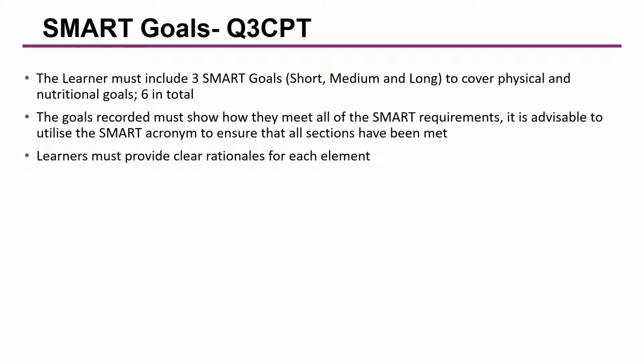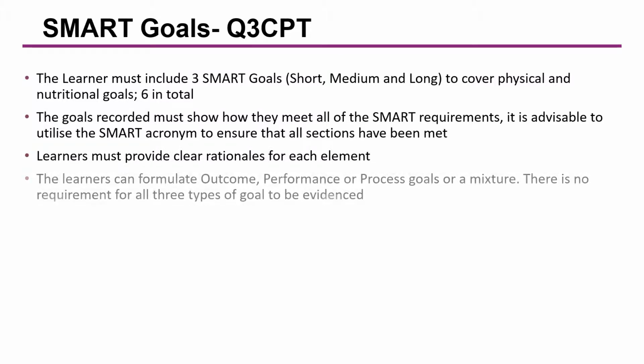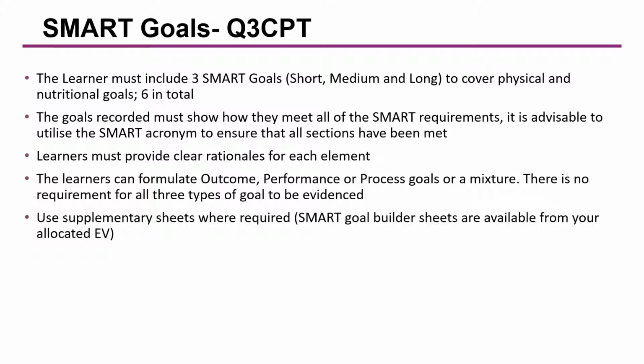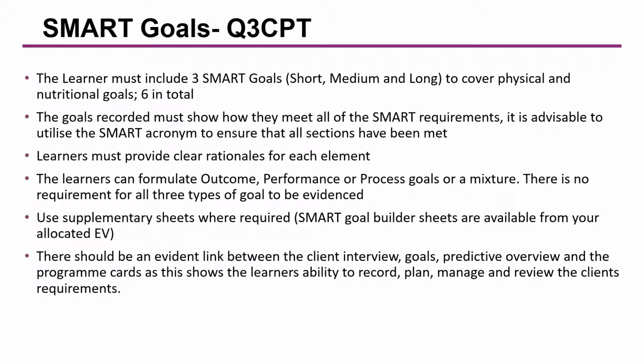The learners must provide clear rationales for each element. And the learners can formulate outcome, performance or process goals or a mixture of all 3. Again, there is no requirement for all 3 types of goal to be evidenced. Use supplementary sheets where required, and the SMART Goal Builder sheets are available from your allocated EV. And there should be an evident link between the client's interviews, goals, predictive overview and the programme card, as this shows the learner's ability to record, plan, manage and review the client's requirements.